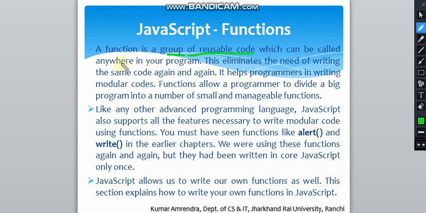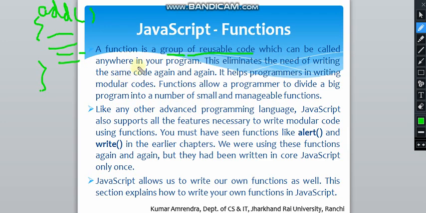It eliminates the need of writing the same code again and again, and it helps programmers in writing modular code. So what is modular code? Modular code means that inside a module or inside a capsule, such as I am having an add function, and inside that we can write any statement, and we will close this inside the module. So this is a modular function.